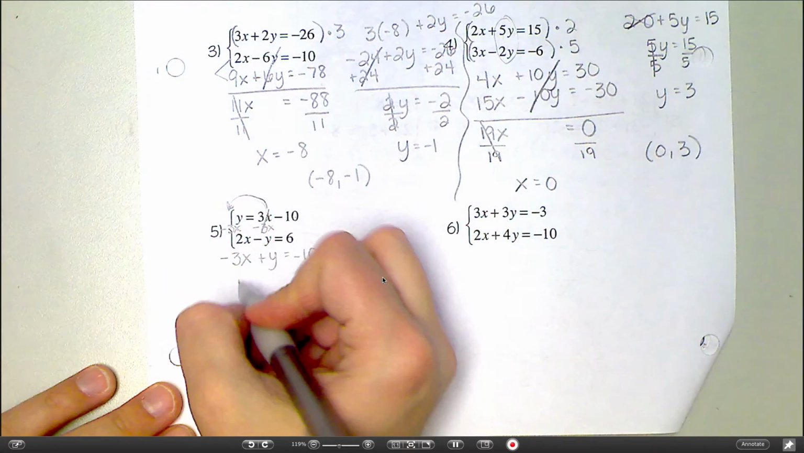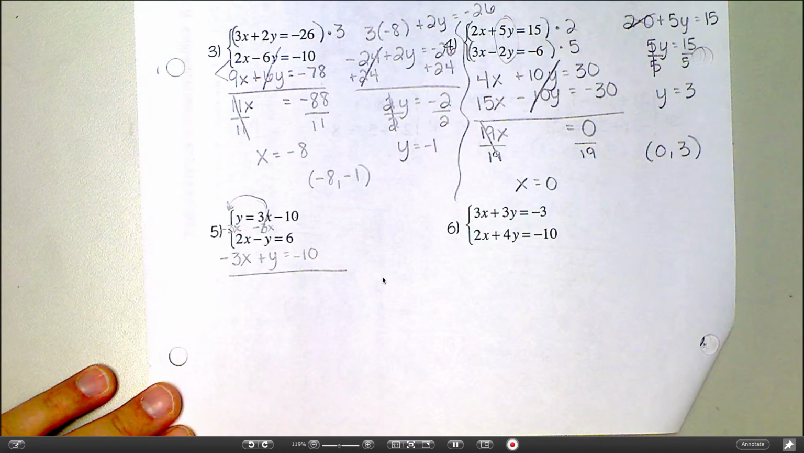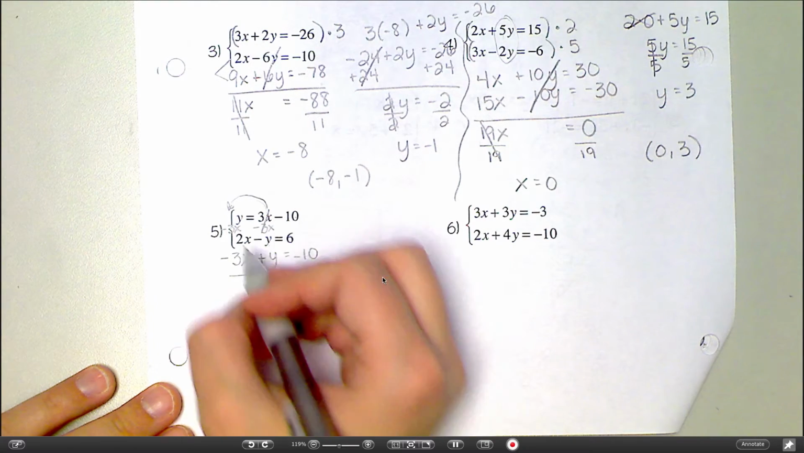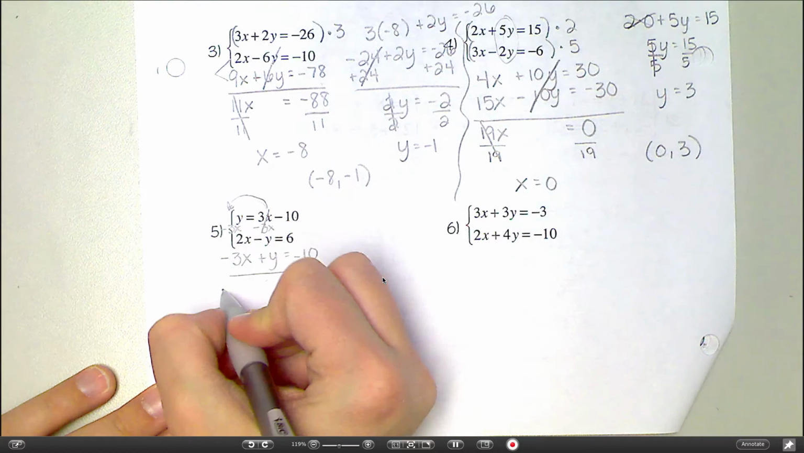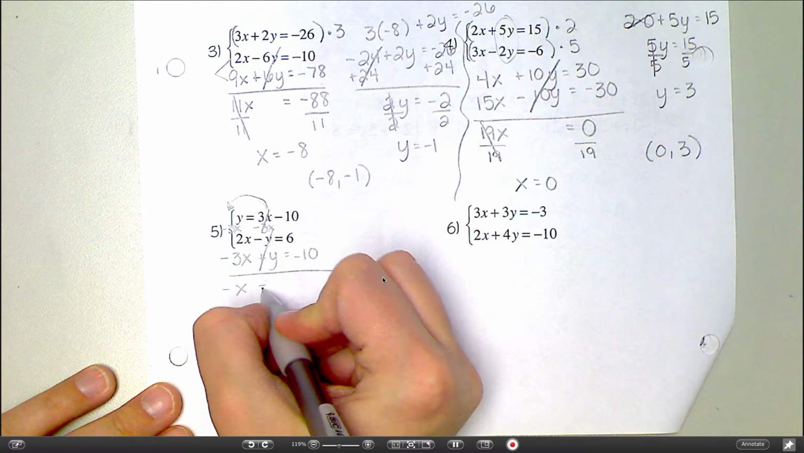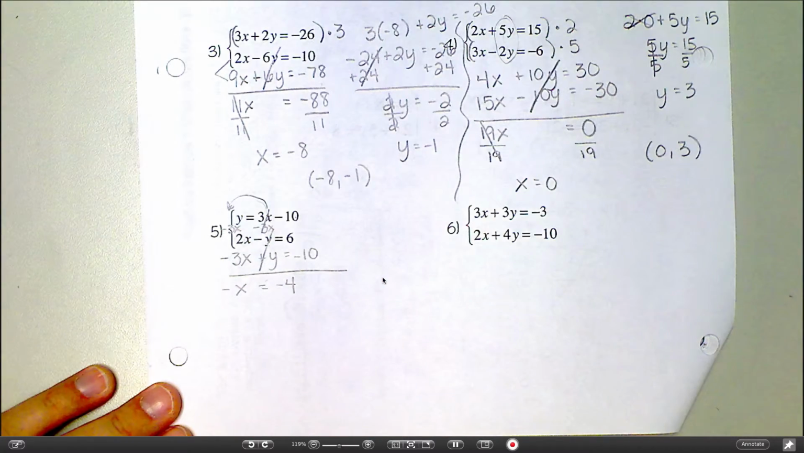Now, what's nice about this, now that I've done that, is the y's are already set to cancel out, right? You've got a negative y and a positive y. So I can just start adding. This is going to be negative 1x. 6 and negative 10 make negative 4. So if negative x equals negative 4, what's x equal? 4. Positive 4, yep.